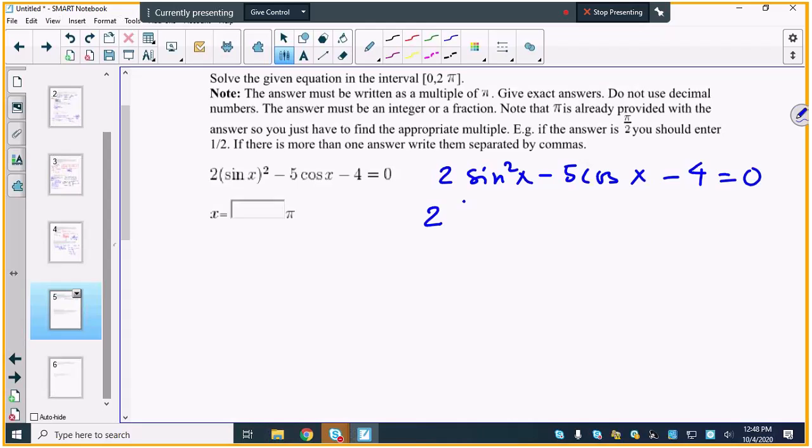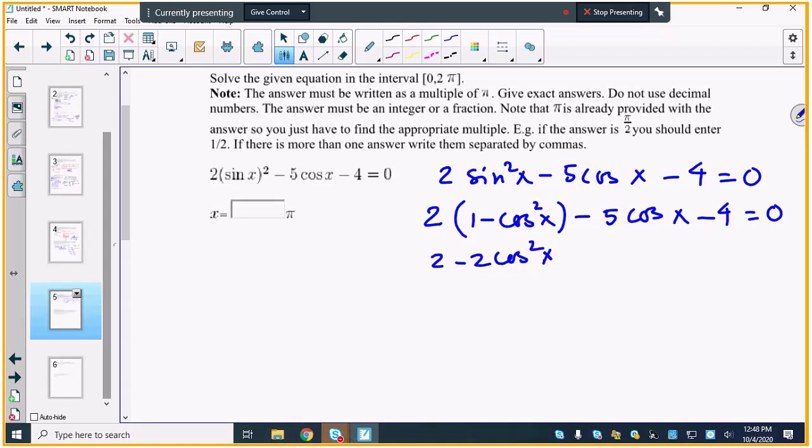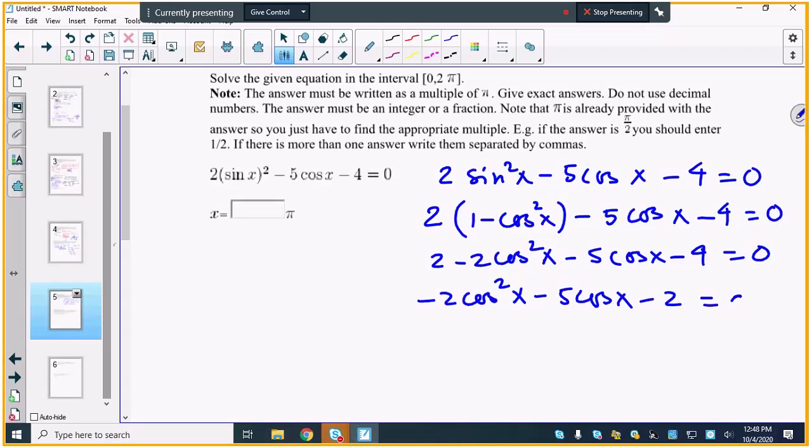So as I said, write sine squared as 1 minus cosine squared by the Pythagorean identity. That changes everything to cosine. So I get 2 minus 2 cosine squared x minus 5 cosine x minus 4 equal to 0. I combine the like terms. So I get minus 2 cosine squared x minus 5 cosine x. 2 minus 4 is negative 2, and that is 0.